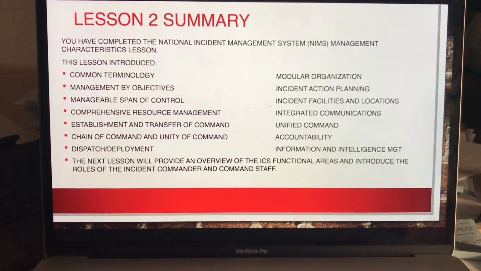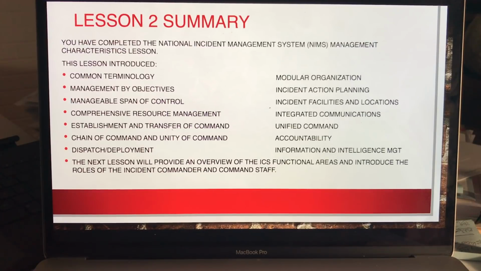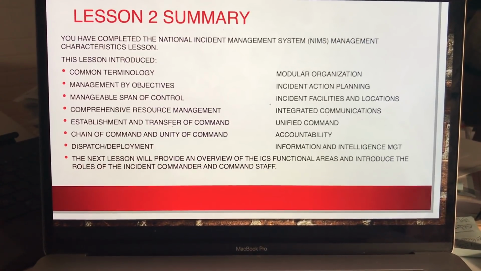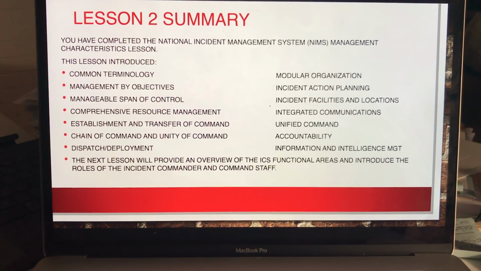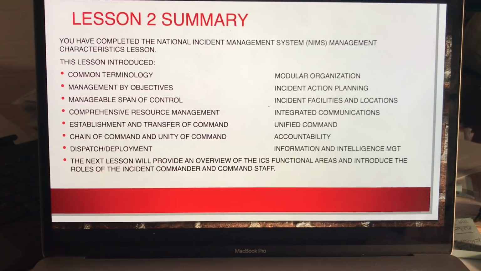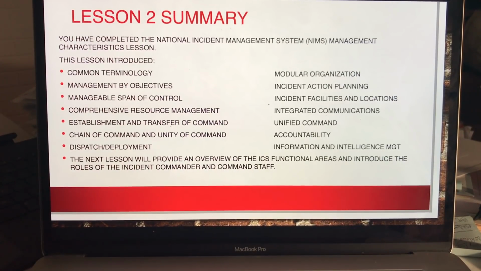Congratulations, you have completed Lesson 2. In summary, this lesson introduced common terminology, management by objectives, manageable span of control, comprehensive resource management, establishment and transfer of command, chain of command, unity of command, dispatch and deployment, modular organization, incident action planning, incident facilities and locations, integrated communications, unified command, accountability, information and intelligence management.